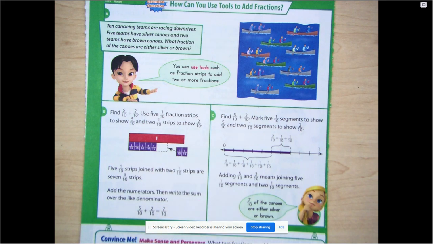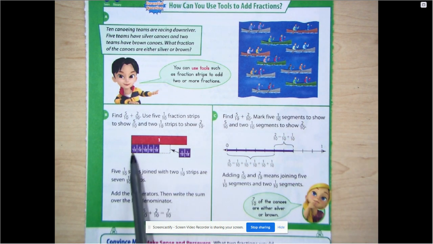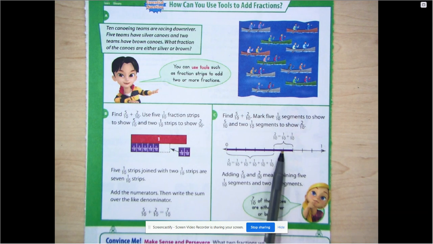So the 7/10 represents 7/10, not 7, 10 plus 10 plus 10 plus 10 plus 10 to change our denominator. So when we add fractions, the denominator always stays the same. Then they're showing us the same thing just with a number line. 5/10 plus 2/10 equals 7/10. So let's do some practice.